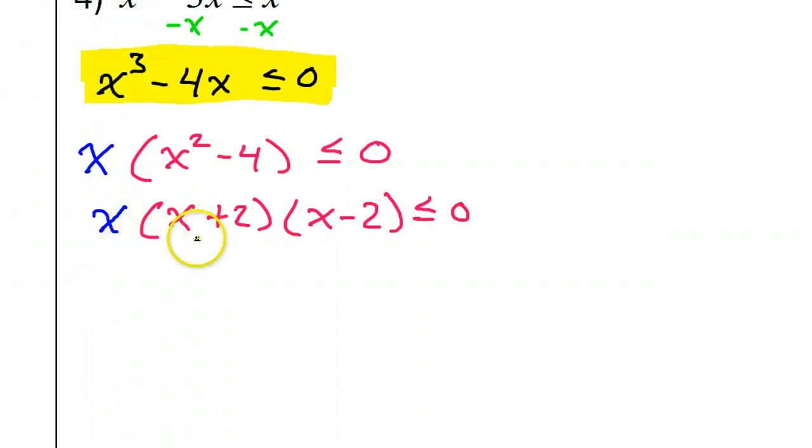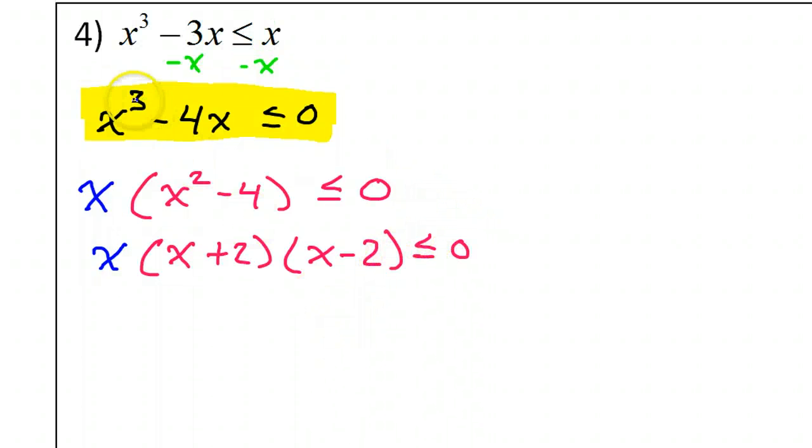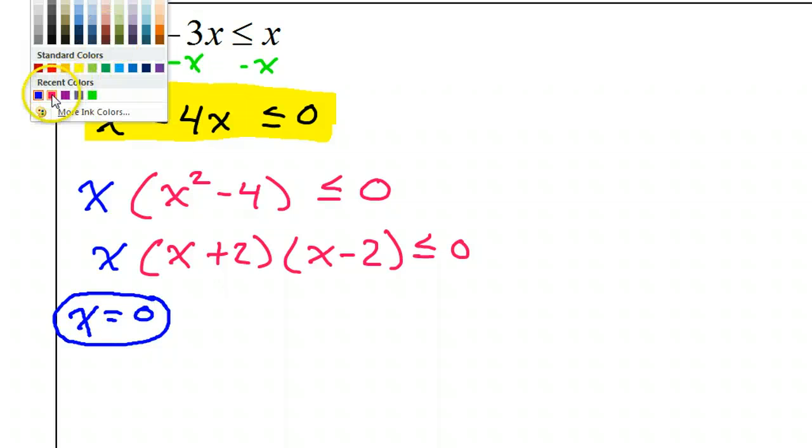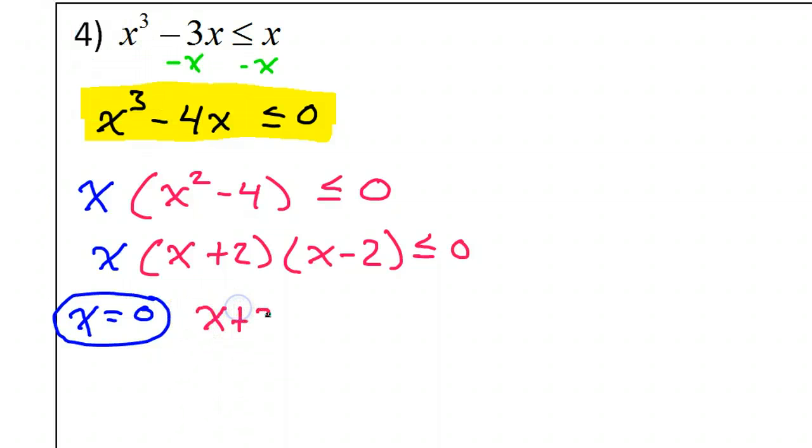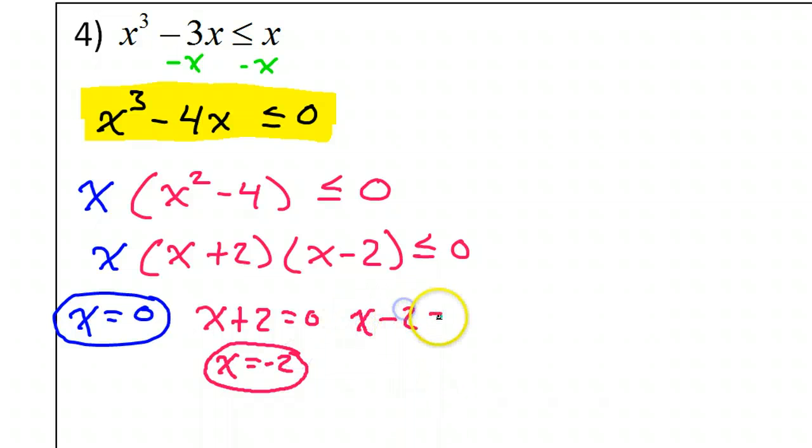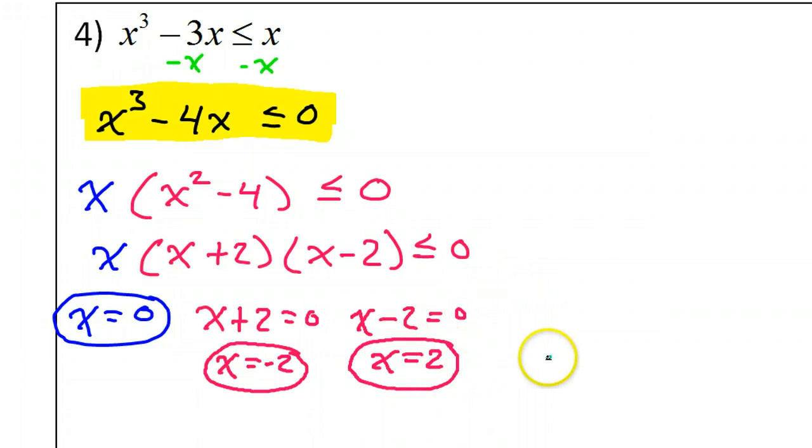Okay, so I can get my 3 zeros by setting these 3 factors equal to 0. Again, I know I'm going to have 3 zeros because of the degree. So setting the first factor equal to 0 gives me one of my zeros. If I set x plus 2 equal to 0, that's going to give me a 0 of negative 2. And if I set x minus 2 equal to 0, that's going to give me a 0 of positive 2. So here are my 3 zeros.